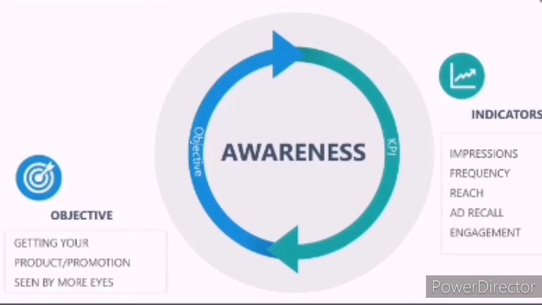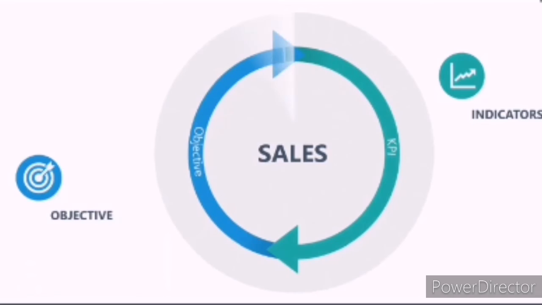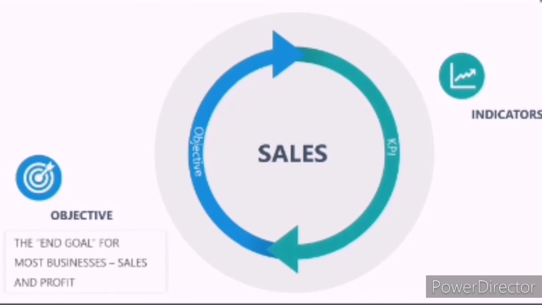It indicates how likely someone is to recall your ad or to remember your ad. Then there is sales, and of course the objective here, it's the end goal for most businesses, sales and profit. The indicators here would be return on investment or return on ad spend, your conversion rate, which is essentially the number of people who have made a purchase divided by the number of people who have visited your site. You obviously want to work on increasing that conversion rate.